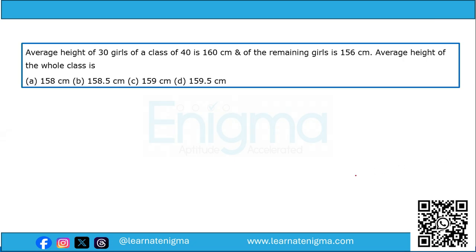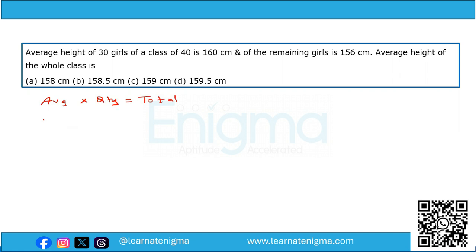Average height of 30 girls of a class of 40 is 160 centimeters, and of the remaining girls is 156 centimeters. Average height of the whole class is? Now, there are 30 girls out of a class of 40 whose average is 160. Now, we have a very simple formula: average into quantity is equal to total.